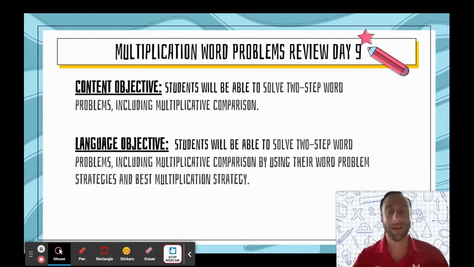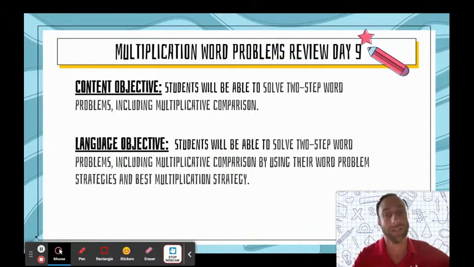All right, guys, welcome back for our 9th lesson here today of the summer. We're going to be reviewing and really taking a look at our CUBES work that we did with multi-step word problems a few lessons ago. Let's take a look at our objectives here for the day. Students will be able to solve two-step word problems, including multiplicative comparison, by using their word problem strategies and best multiplication strategy.